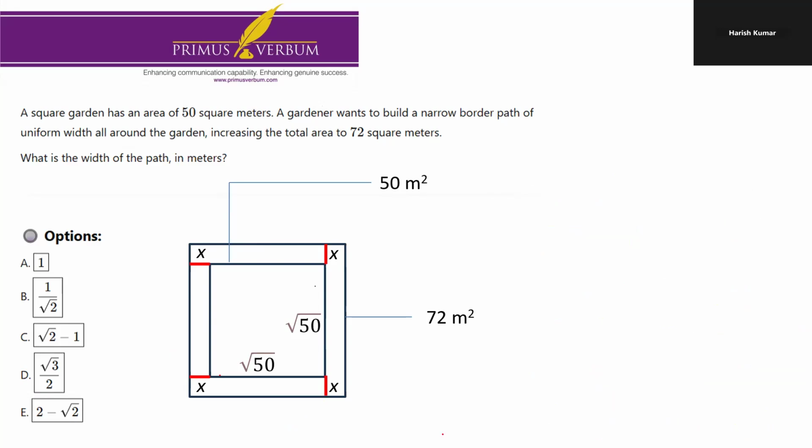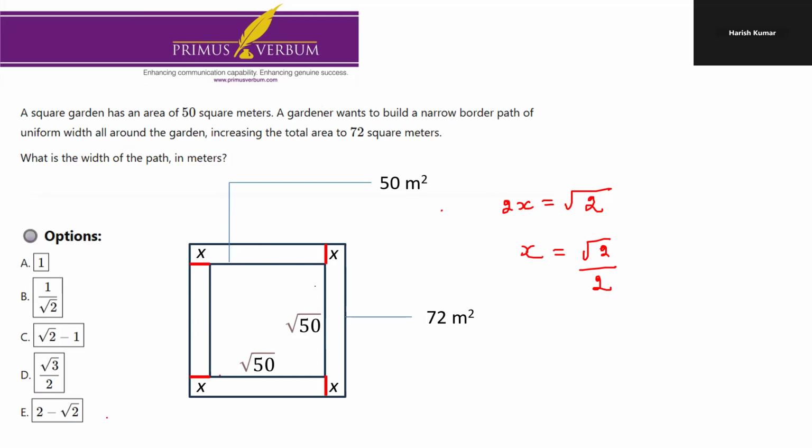So 2x is equal to root 2. This means x is equal to root 2 by 2. Okay, so I got the value of x.